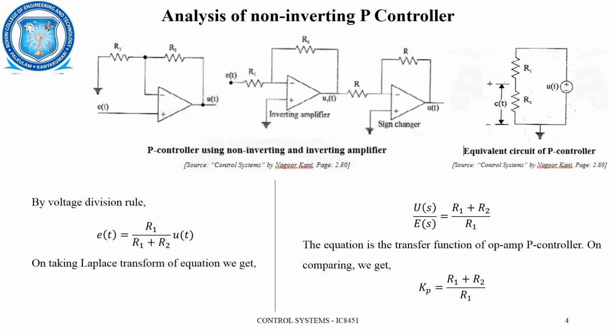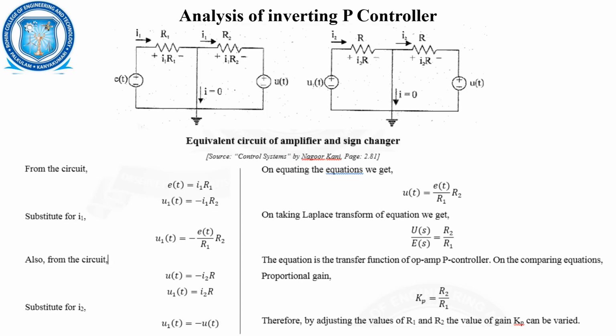From this circuit itself, there is an inverting amplifier along with the sign changer, because the inverting amplifier will be providing an output with a negative sign, and that can be changed to a positive sign with the help of just a sign changer consisting of two resistances of the same value. Here the same thing has been represented with the equivalent circuit.